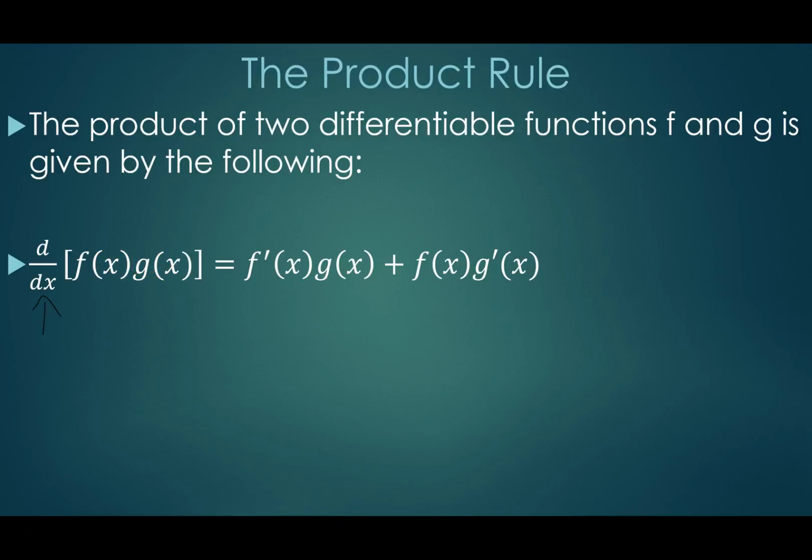You're going to have to take both derivatives, but you're not going to just multiply the two derivatives together. There has to be the original function times the derivative with the plus sign in between. The common mistake is just to do that: the derivative of the first function times the derivative of the second function. It's not correct. You've got to be careful with that.